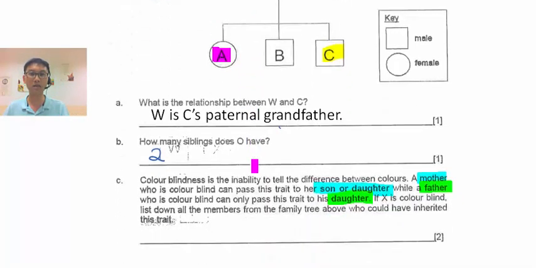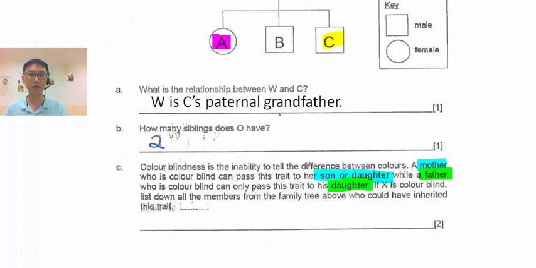A lot of you missed out A for this question. Okay, so who can get it? O, P, Q, and A.